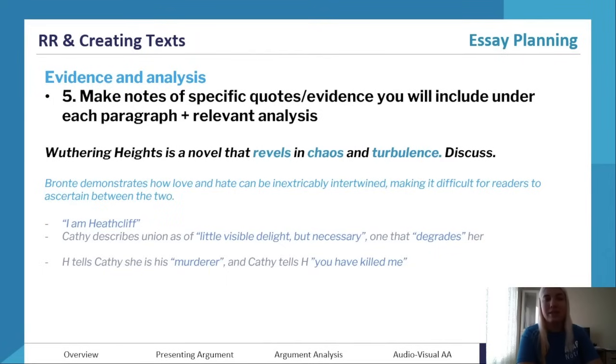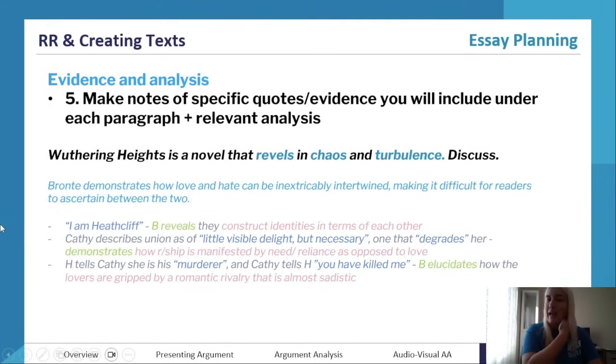Now, the best next step for our essay planning is to make note of all of the specific quotes and evidence you're aiming to include under each paragraph and add analysis of them as well. So this should be a dot point analysis. Don't just waste a bunch of time analyzing them. So let's look for the love and hate can be an inextricably intertwined argument. We've noted some of the evidence that we want to use. And now we include a little bit of analysis.